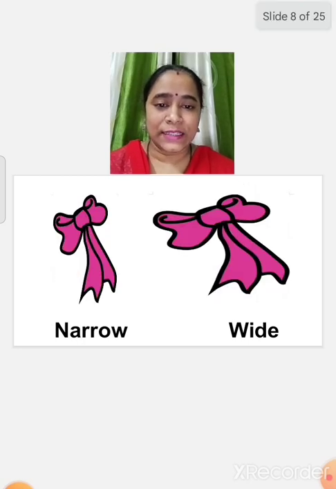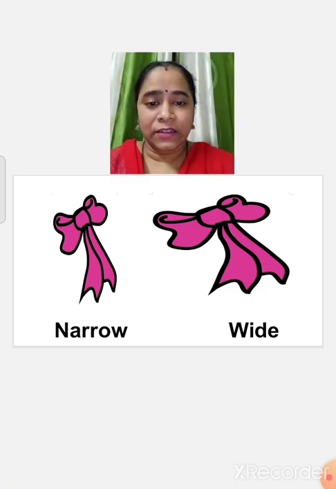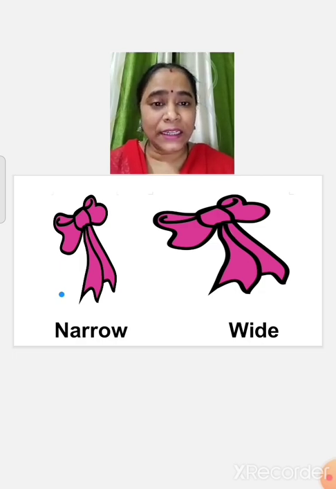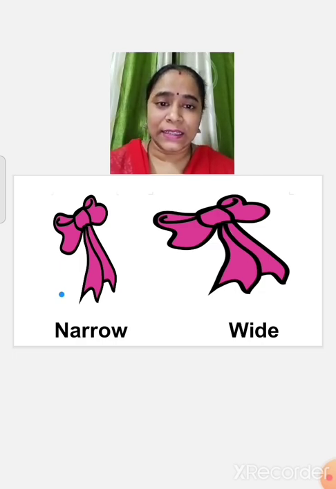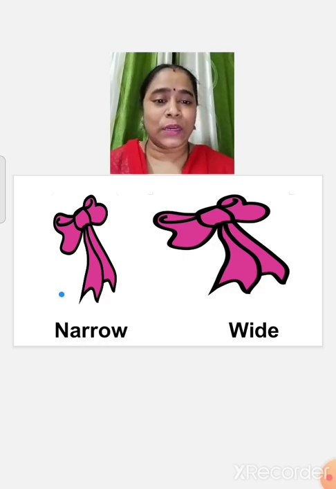Now next. Now children, see here, this bow is narrow, limited in size. Okay, so this bow is narrow. This bow is wide, broad.